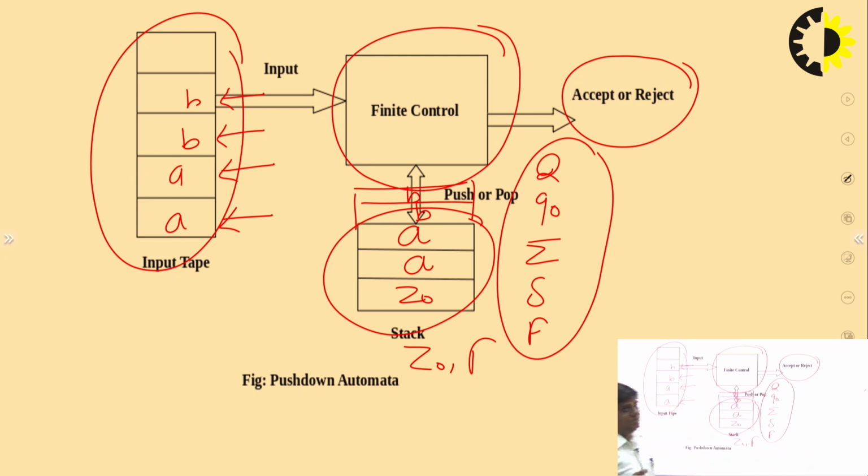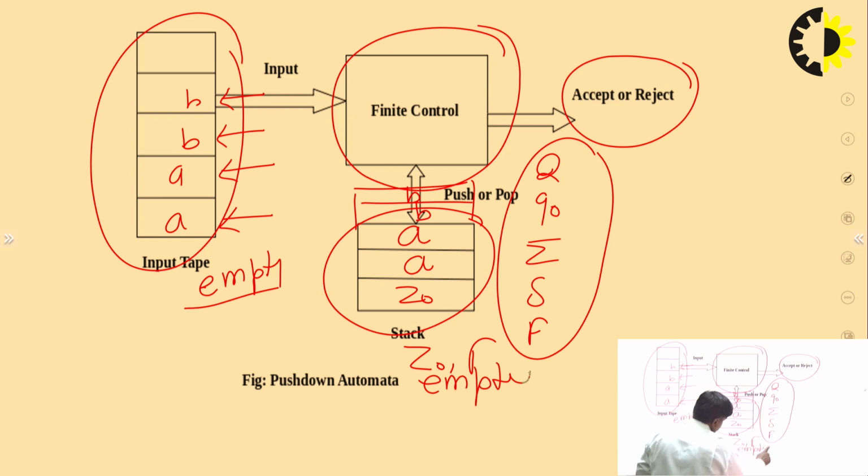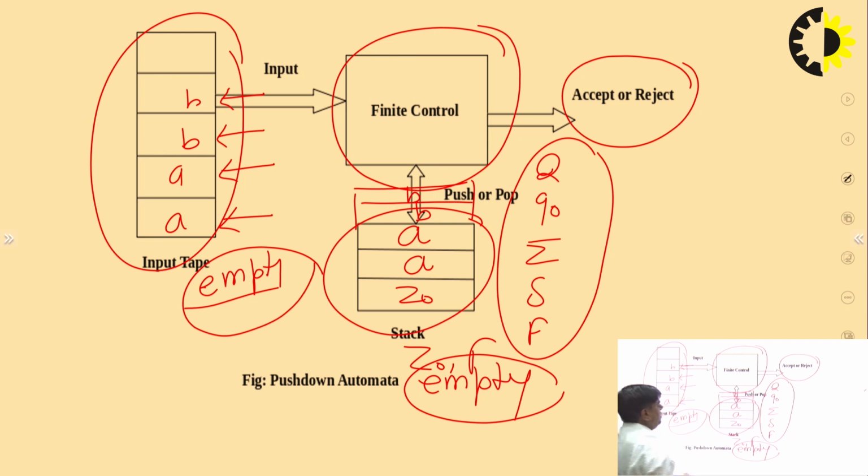For accept and reject, there are 2 conditions for acceptance, and if these conditions are not satisfied in the PDA, then the string is not accepted. It means the string is rejected. The first condition: the input string is empty and the stack is also empty. If these two are found, then we can say that this input is accepted by this PDA. If not, then the input string is rejected by the automata.